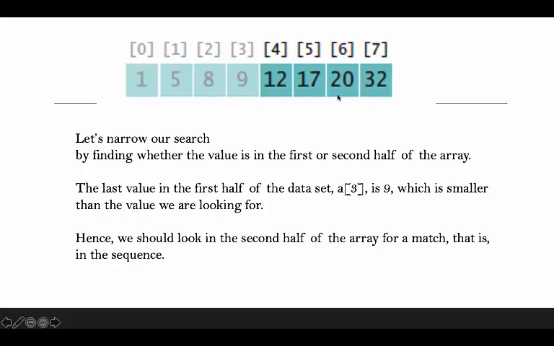You find the mid, and the mid is 9, and your key element is 15. So 15 is greater than 9. So I am going to search only the second partition, and I am going to skip the first partition totally. The last value in the first half of the data set is 9, which is smaller than the value we are looking for. Hence, we should look only in the second half of the array for a match.